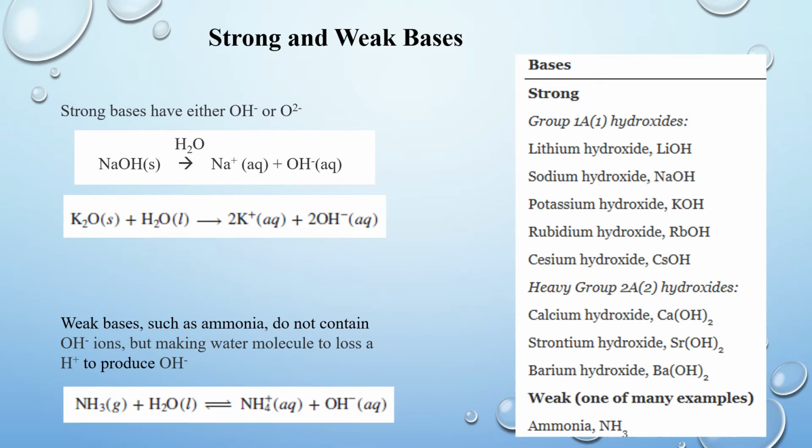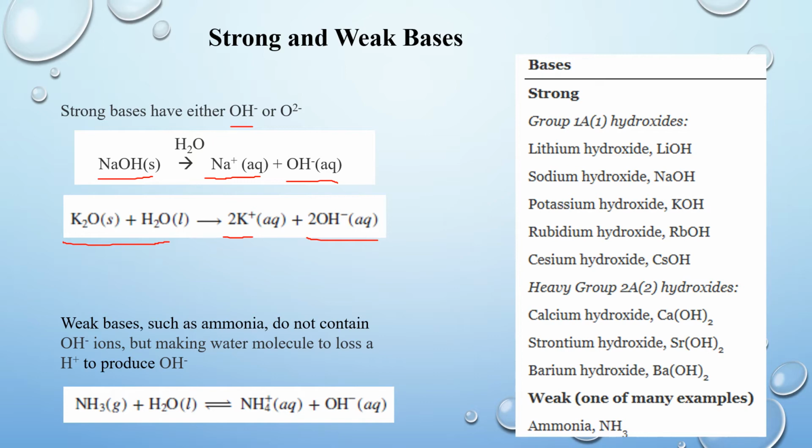Like the acid, the base can also be divided into strong base and weak base. A strong base either has an OH group in its formula, like sodium hydroxide, which contains this OH, or it could be a metal oxide, like potassium oxide, sodium oxide, or calcium oxide. When a metal hydroxide dissolves in water, it will generate the metal cation and the hydroxide ion. When a metal oxide dissolves in water, it will also generate the metal ion and the hydroxide ion. So for a strong base, it's either a metal oxide or a metal hydroxide.